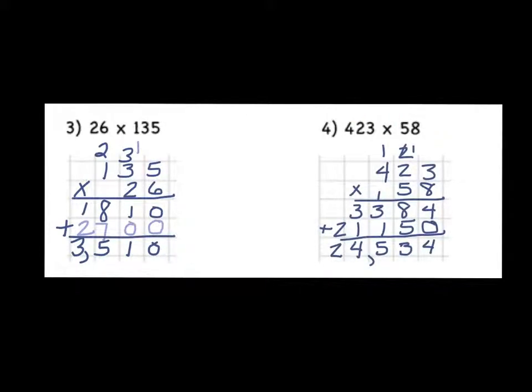Did you get the answer of 24,534? Did you remember to drop your 0 in your partial product? Did you remember to line it up with the 3-digit number on top? Good job. Let's move on to 3-digit numbers.